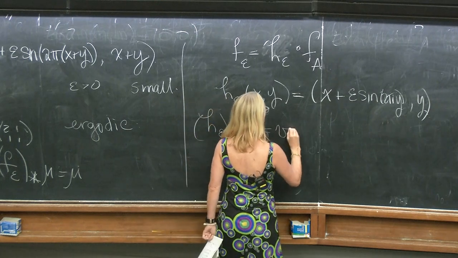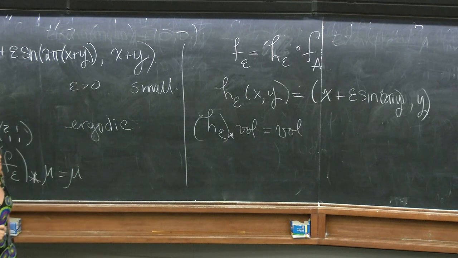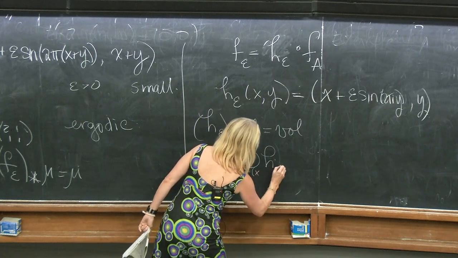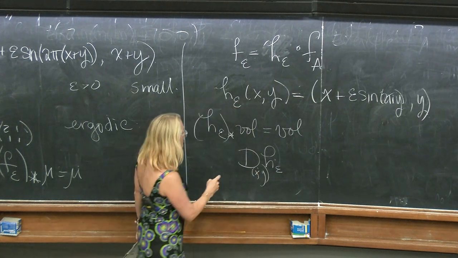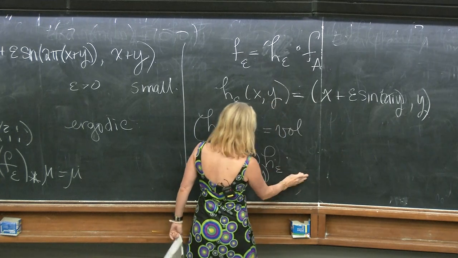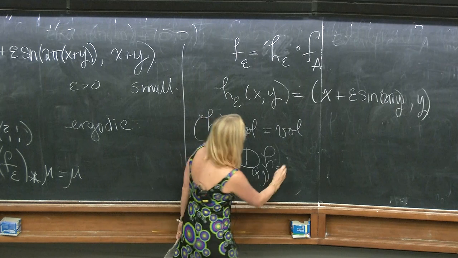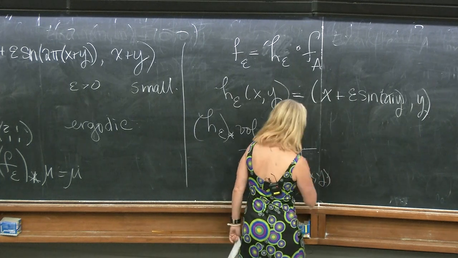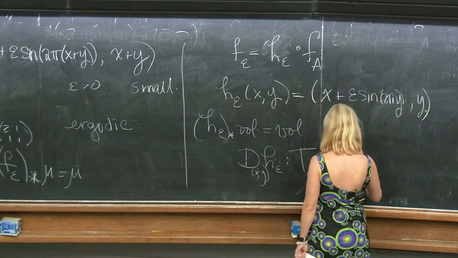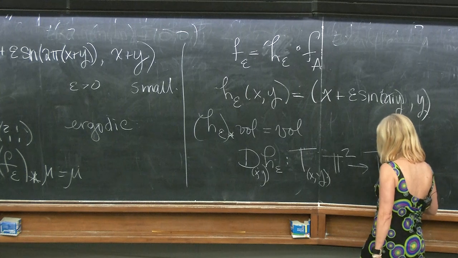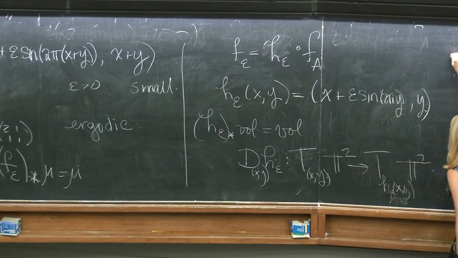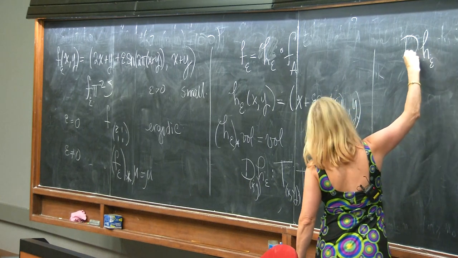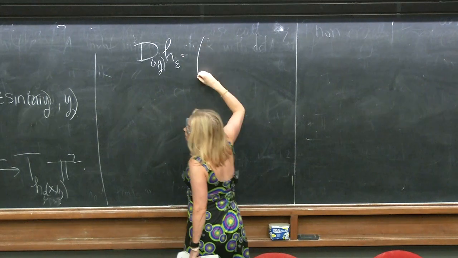The reason this preserves volume, well, how can we tell? Let me just do a little smooth here, because I think you guys are craving it. Let's write down the derivative of H epsilon at a point x, y. By the way, I'm totally going off script here. But dH epsilon of x, y is a map from the tangent space of the two torus. But if you like, we can just think of it as a matrix. But formally, it is such a thing. Written as a matrix with respect to the standard basis of R2, the total derivative, the Jacobian matrix, is of the following form.